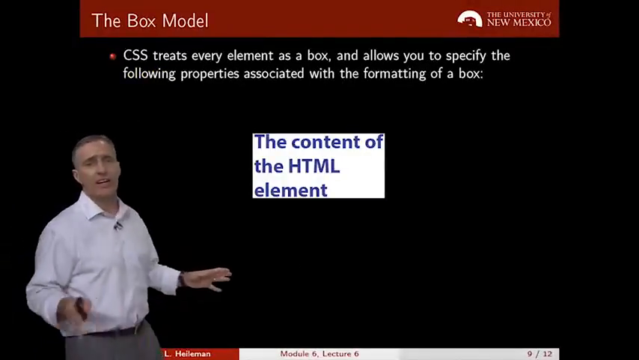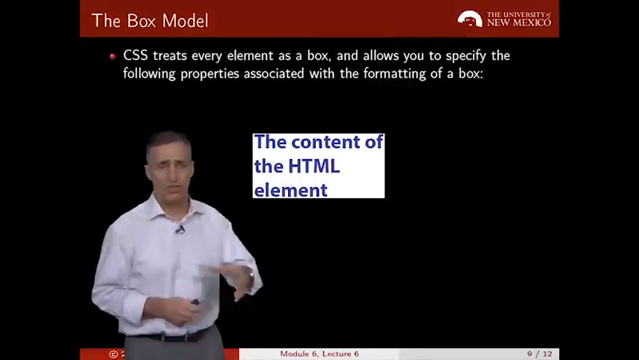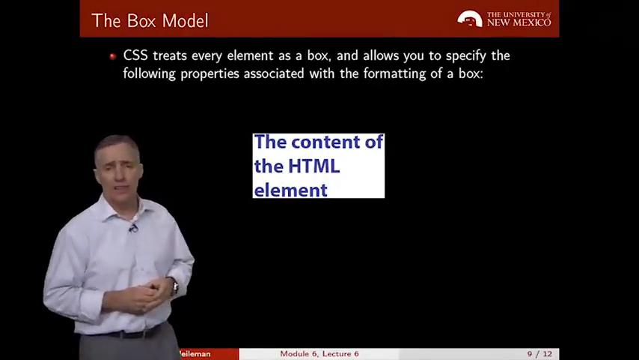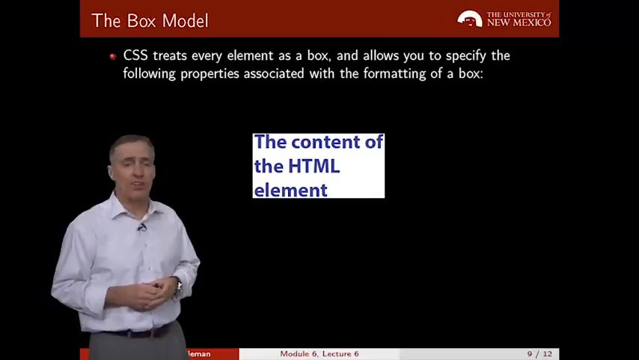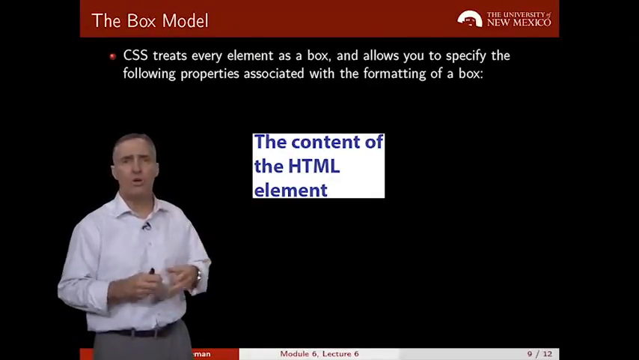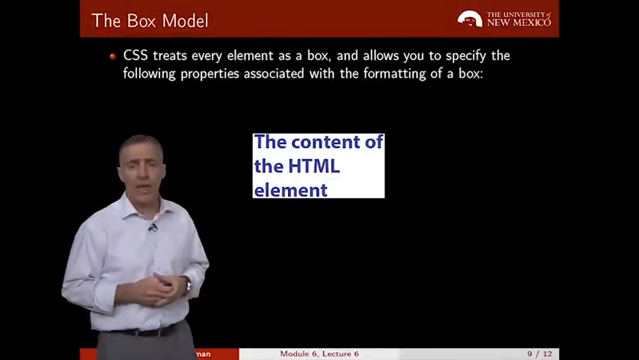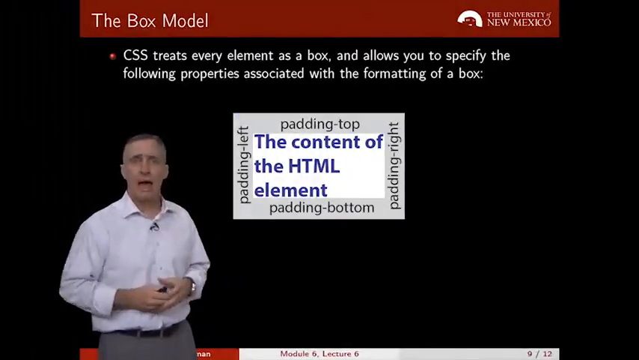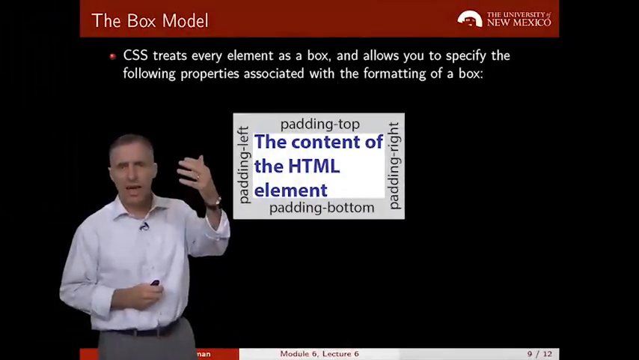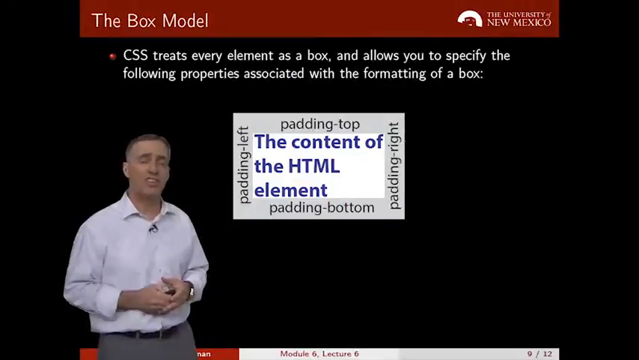Now it's important to recognize that CSS treats every HTML element as a box. So this white box here, let's assume that that's the content of a particular HTML element. For example, it could be the H1 header, and this would be the actual value that's printed for that header. Around that element, you can place padding. And here you can specify padding top, bottom, left, or right. And you specify this as a CSS rule.